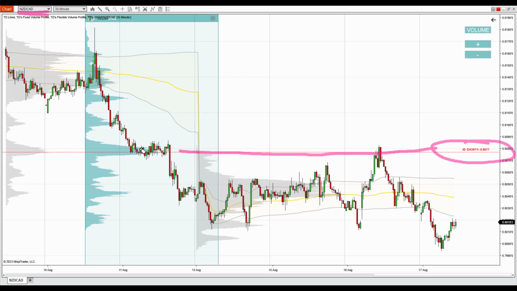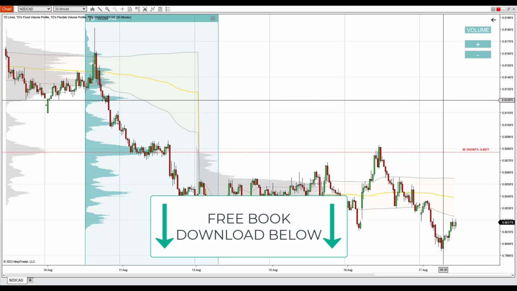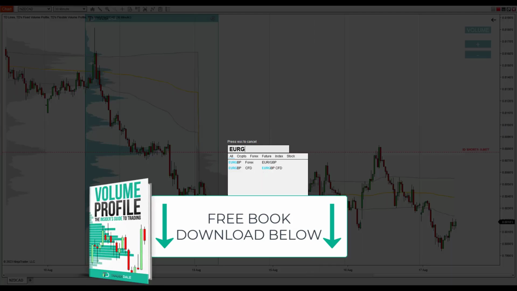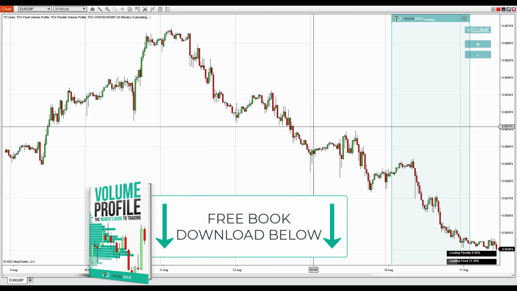This was the level based on this significant zone, which was created within this downtrend. This was a volume profile setup called the trend setup. And yesterday, a very nice reaction to that trend setup. So I hope you guys were trading it. And now let me switch to the euro British pound, and let me show you what I have for you there.